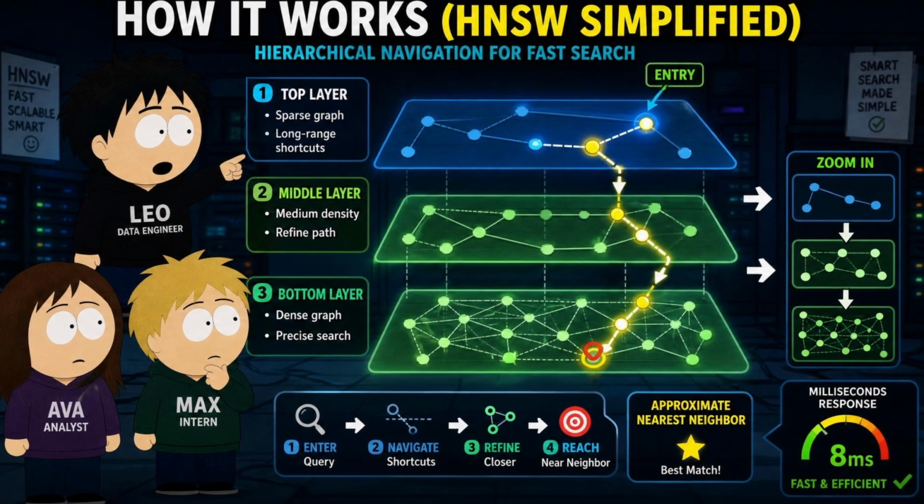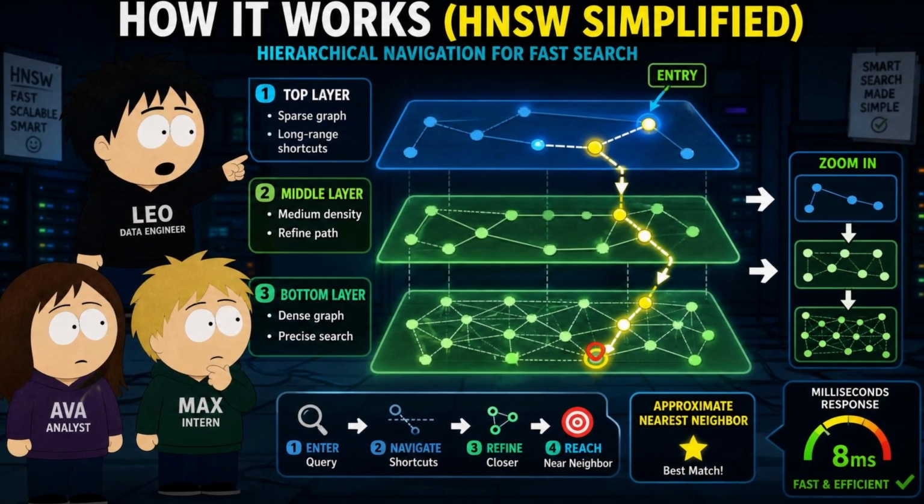The main idea behind vector databases is something called approximate nearest neighbor search. Approximate here is important. It means we don't try to compare everything perfectly, because that would be too slow at scale. Instead, many systems use an algorithm like Hierarchical Navigable Small World.